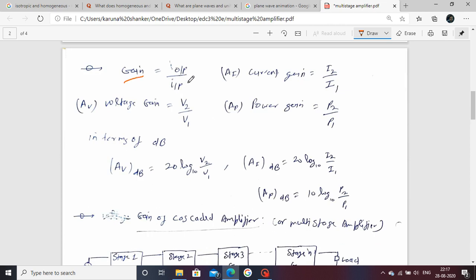Gain is output upon input. In terms of voltage gain it is the ratio of voltages, in terms of current gain the ratio of currents, and in terms of power it is the power ratio. If we calculate in dB, we use 20 log for voltage and current, and 10 log for power gain.